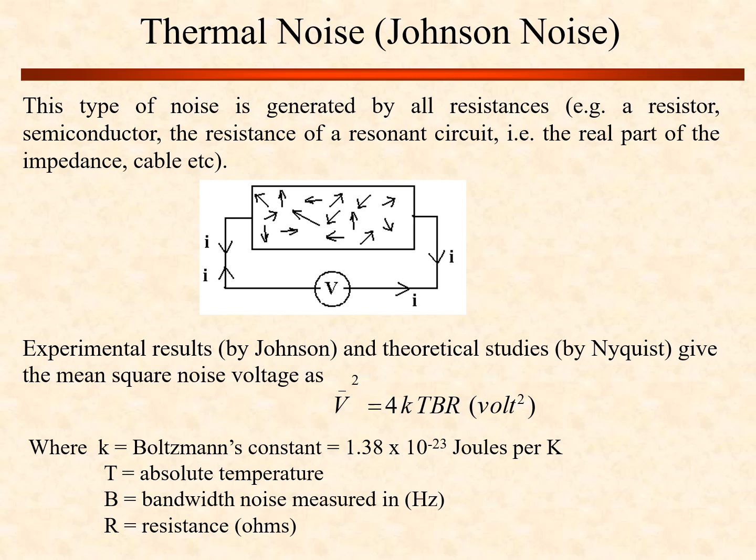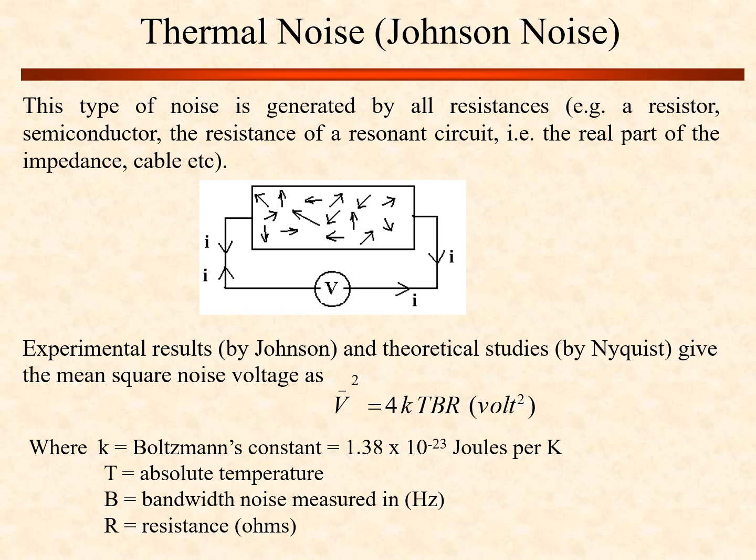Then the thermal noise. Another name for thermal noise is Johnson noise. This type of noise generally occurs in resistive components like resistors, semiconductors, and resonance circuits. That means the real part of the impedance and the cable, etc. The experimental result was done by the scientist Johnson, that's why it is called Johnson noise, and theoretical studies by Nyquist, who is also a scientist. Combined, they found the equation for V square, the noise voltage.